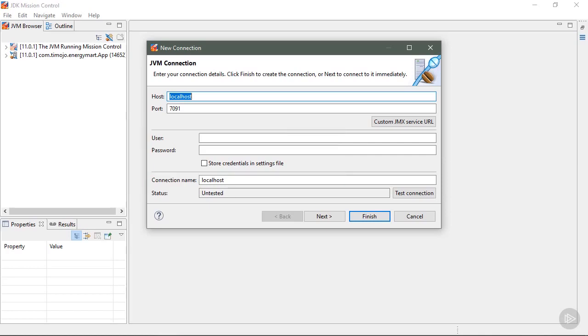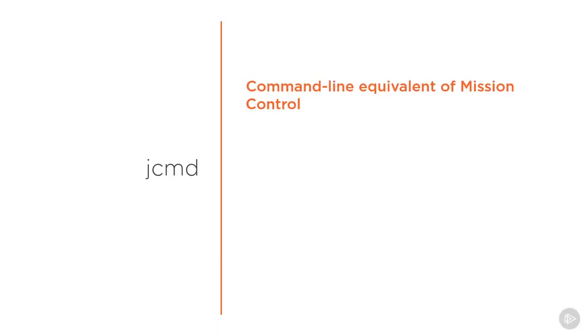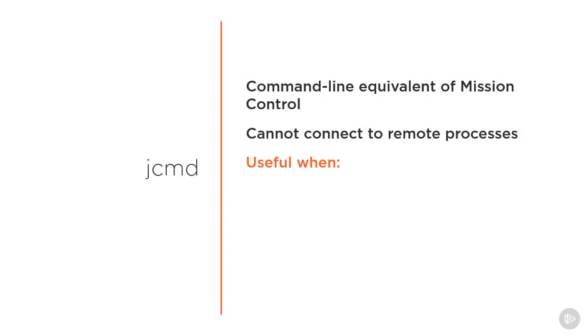Before we look at the features of JMC, I'd like to introduce you to another important Java tool, JCMD. JCMD is the command line equivalent of Java Mission Control. Like JMC, it integrates JMap, JStack, JStat, and JInfo into one tool. However, unlike Mission Control, it cannot connect to remote processes. Therefore, JCMD is useful if you want to monitor a JVM process on a remote server, but for some reason you're not able to enable remote JMX monitoring on that remote process.